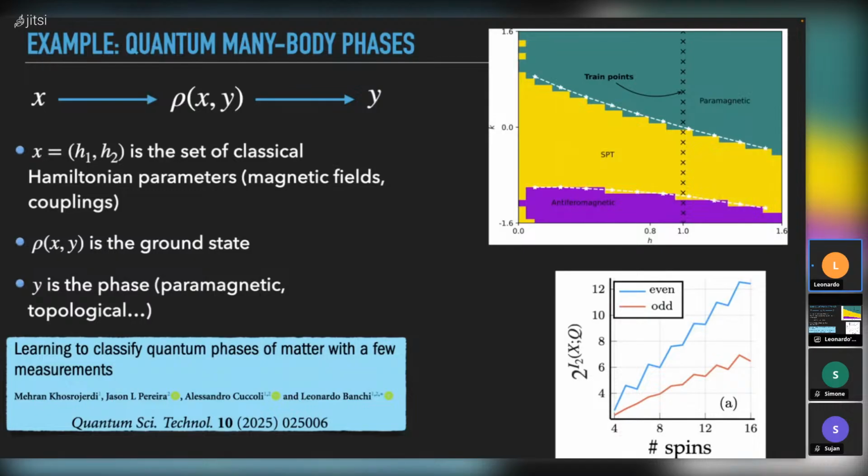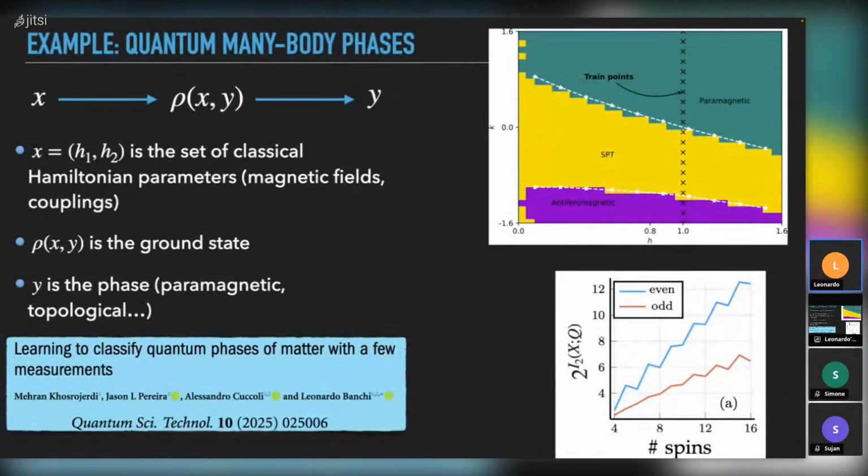So one example is detecting phases of matter, like quantum phase transitions. The idea is that X are the classical Hamiltonian parameters, like magnetic fields, anisotropy, couplings, whatever is in your model. Rho is the ground state, and this ground state can be in one of the different phases of matter, which is the Y, and you want to extract the Y. Okay, so that's what we did in this paper. We also have some numerical results. I won't go into the details. I'm happy to chat with you later.